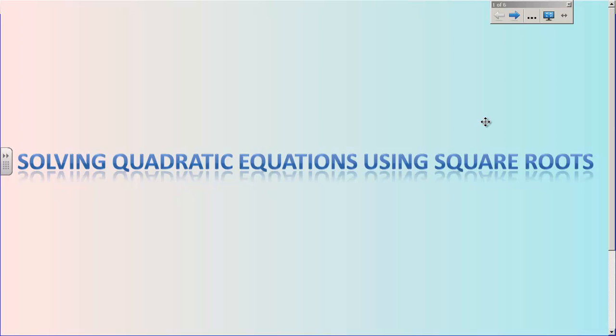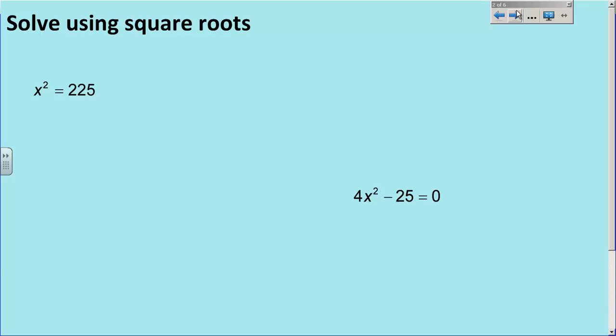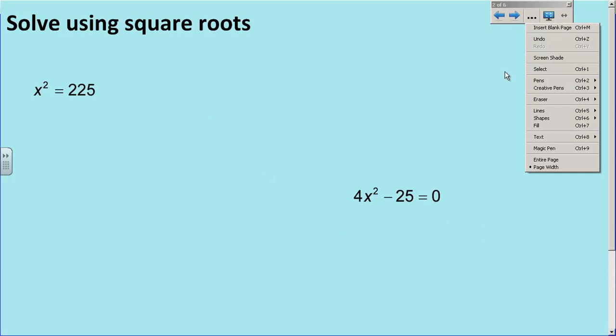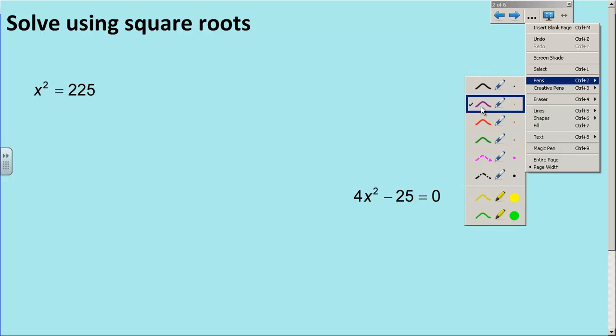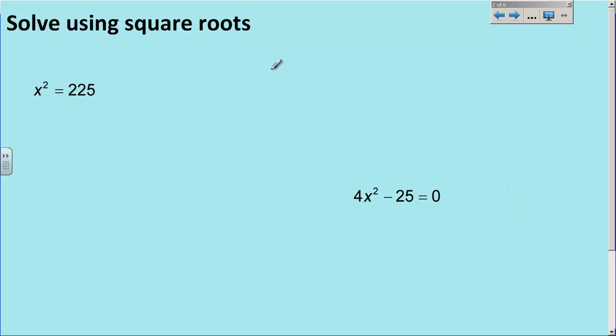So we're going to do some examples. Solving quadratic equations using square roots is perfect when you have a quadratic equation that has no b term. So a quadratic equation that looks like this. It just has an x squared and then a number, or a 4x squared and then a number. If that's all that it has, then solving using square roots is the best method to solve.